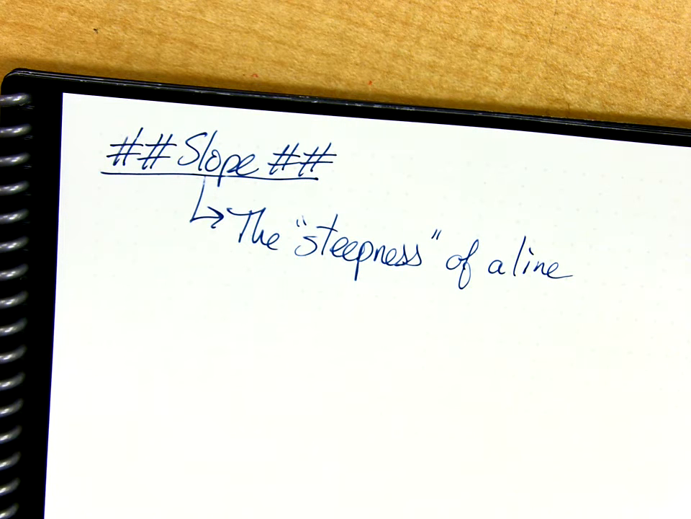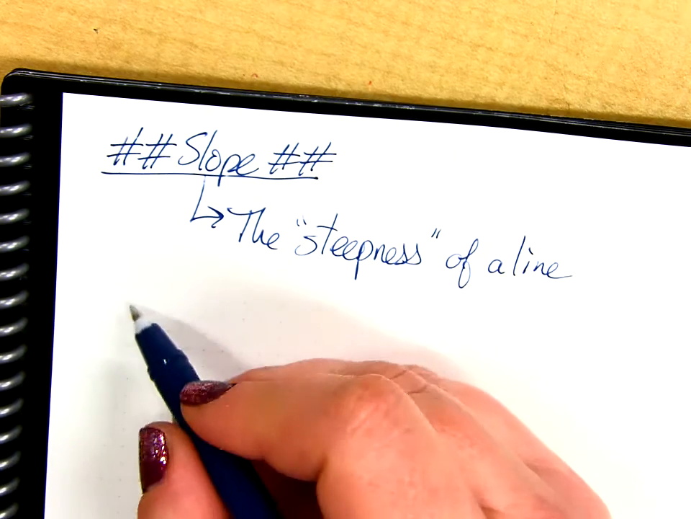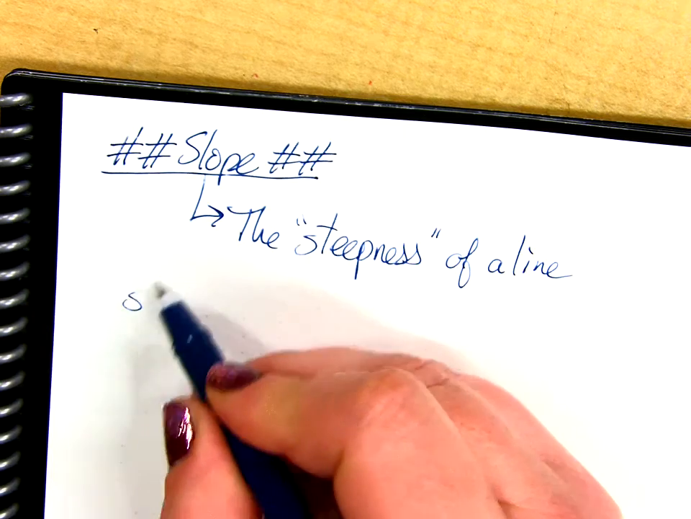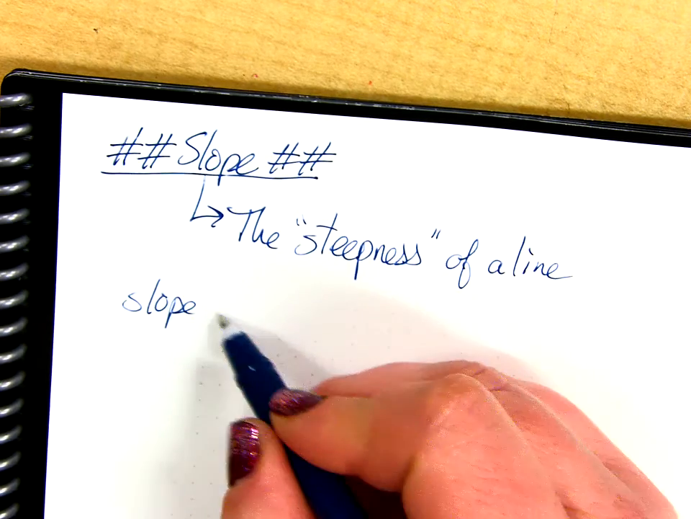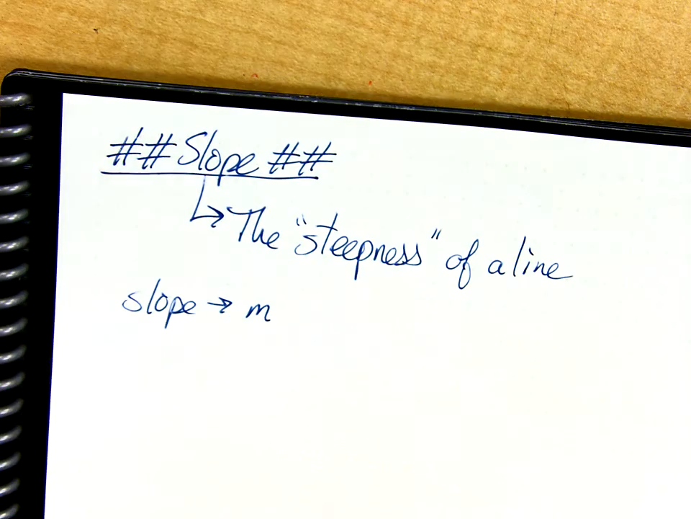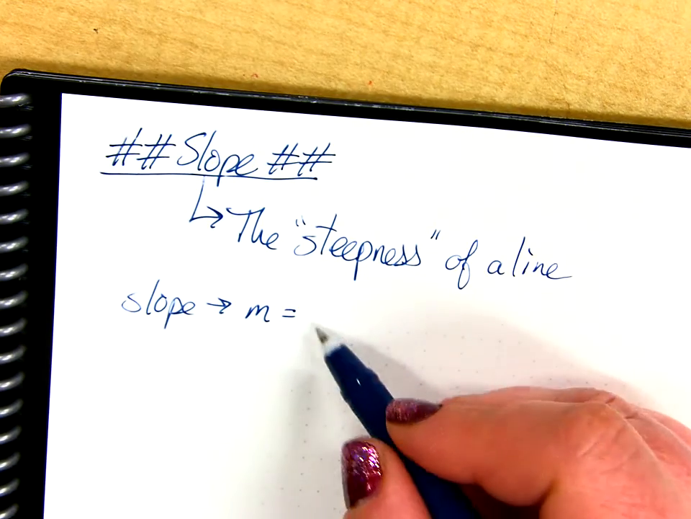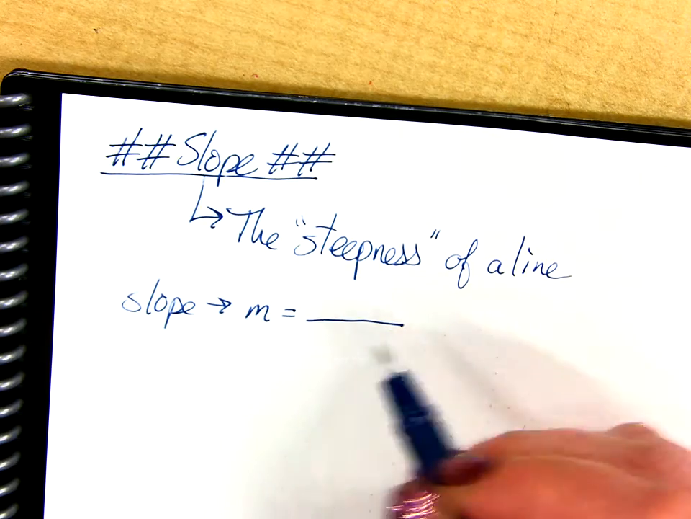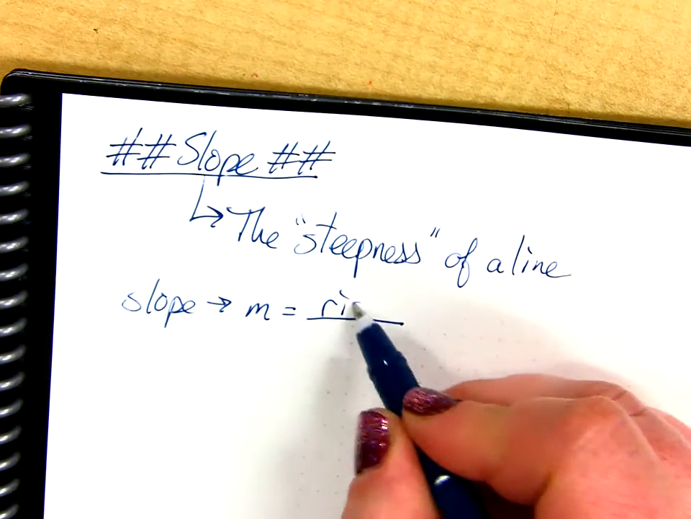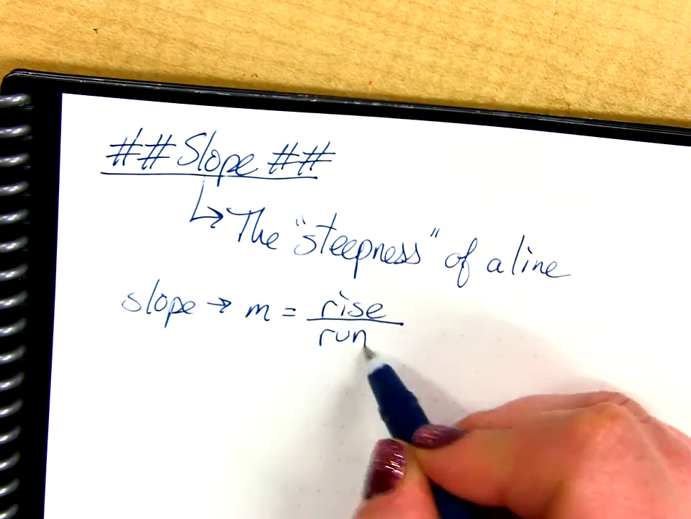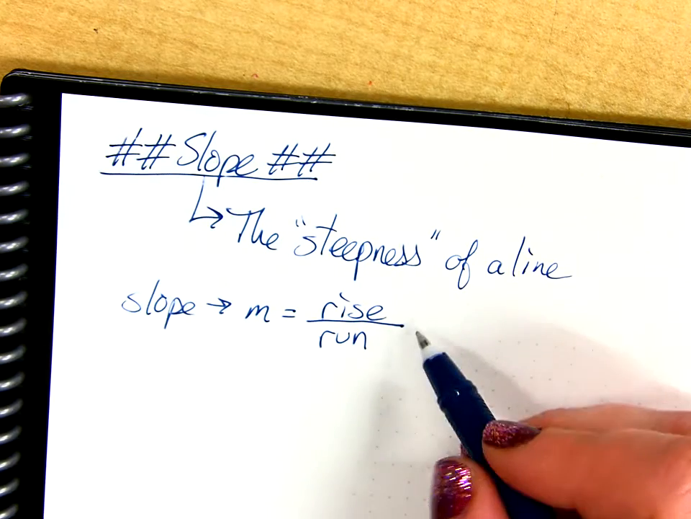M. Super weird, right? And I actually don't know why it's an M instead of an S or who knows what, but it's an M. So we use the lowercase letter m to represent slope. And in order to calculate the steepness of a line, or slope, we do what's called the rise over the run. So this is, again, just a fancy way.